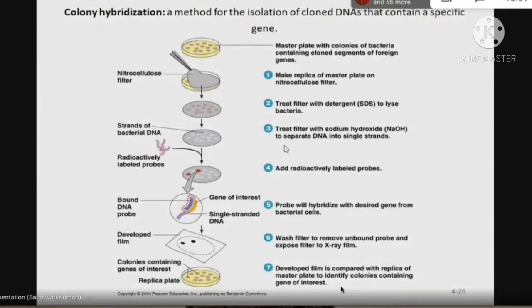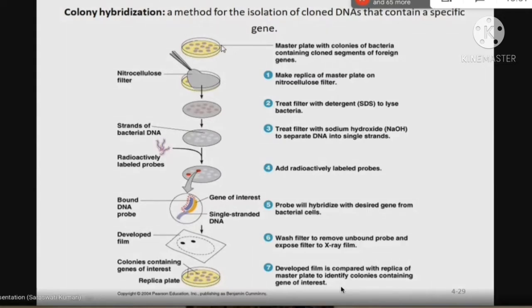Fine. This is colony hybridization. In the same way, in place of colonies, if your library is in bacteriophage, it will show plaques. The process will be the same, only we don't use that much SDS and other things, because this is bacteriophage. So we do the same steps, and we call it plaque hybridization.